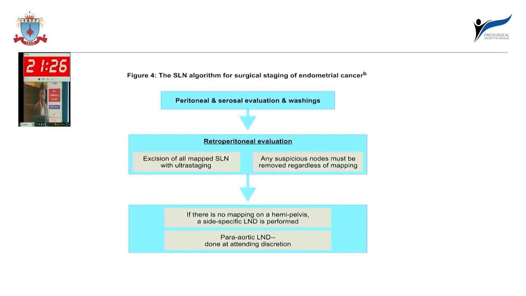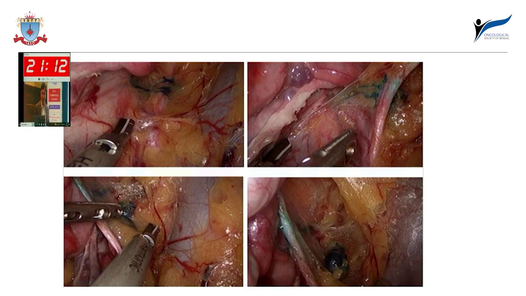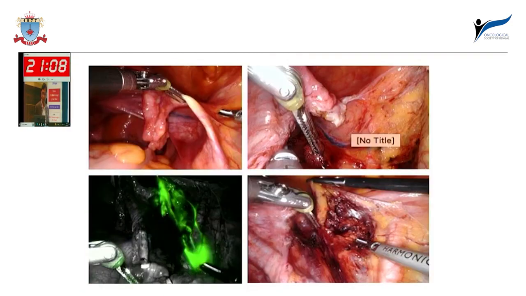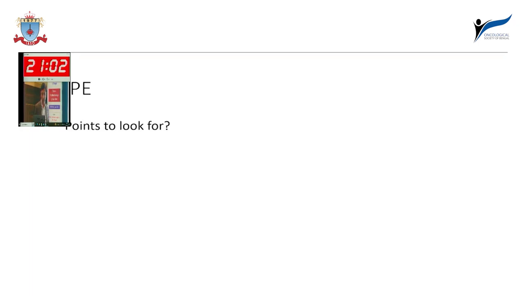So this is the algorithm. Dr. Shiv Kumar just mentioned that even if there is no uptake on a particular side, then you have to do a full lymph node dissection on that side. This is the algorithm mentioned in the NCCN. This is the methylene blue dye, and next is the ICG by robotic. These are again my colleagues' images.